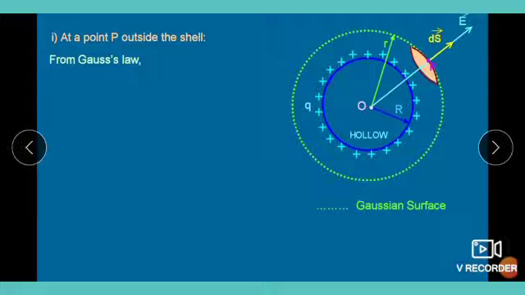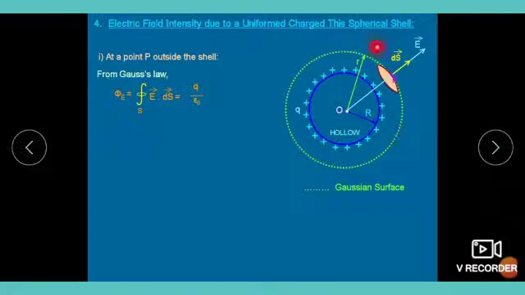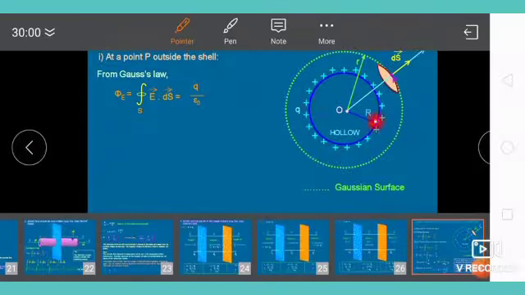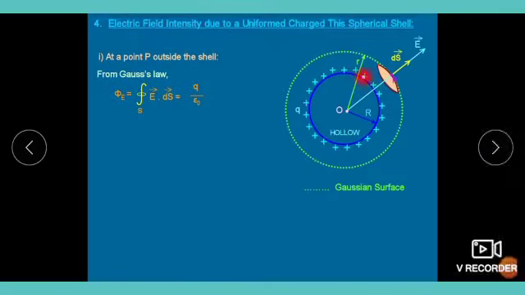From Gauss law, the total flux is the closed integral of E bar dot ds bar, which is equal to 1 by epsilon naught times the charge enclosed. What is this entire Gaussian surface enclosing? The total charge inside, which is Q. So it is Q by epsilon naught. Now what is the value of the integral of E bar dot ds bar?